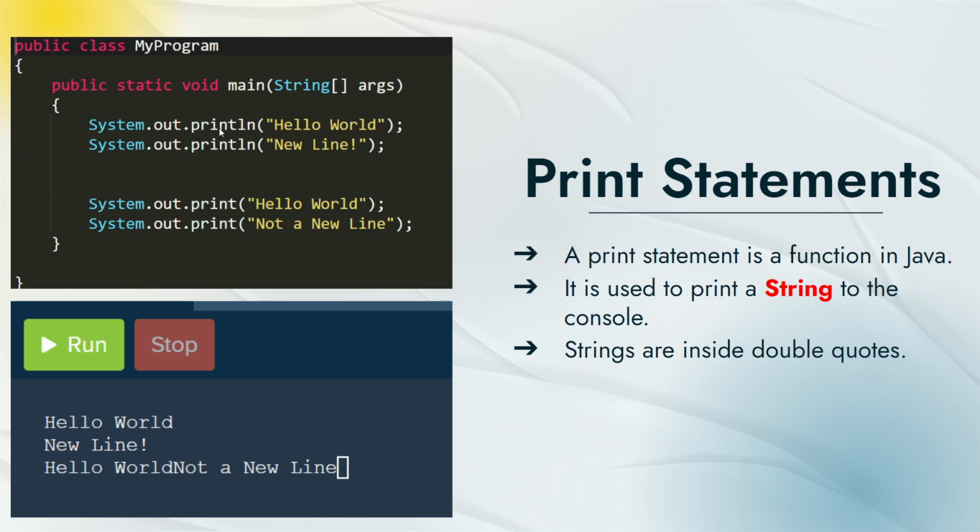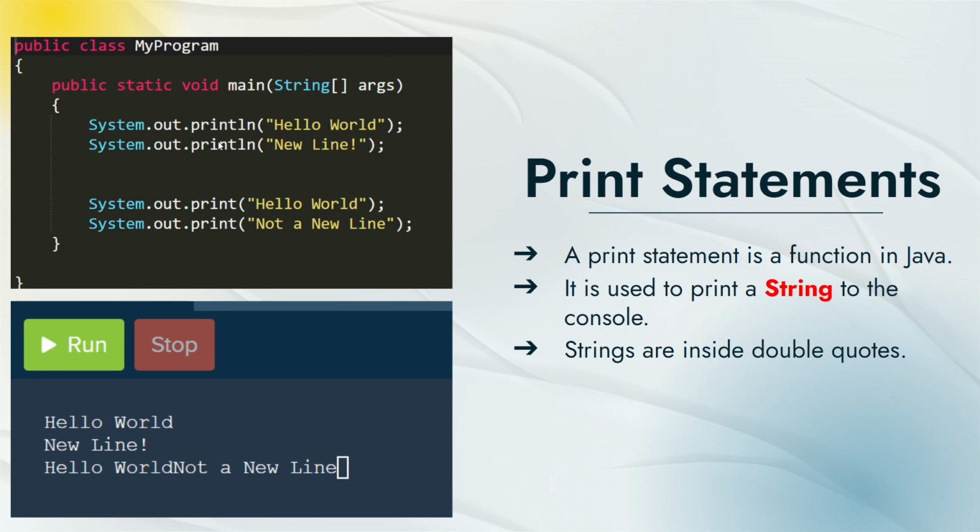A print statement is used to print a string. A string is basically a phrase or a sentence or a word. It can be anything. It's basically text, and it can be however long. So hello world is a string. New line is a string. This sentence, a print statement is a function in Java, is a string. Anything that has words, or even numbers, enclosed in quotation marks is a string.